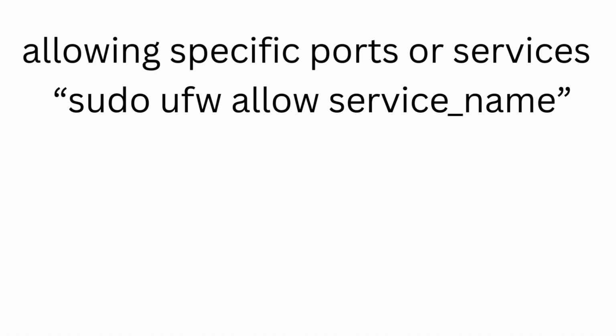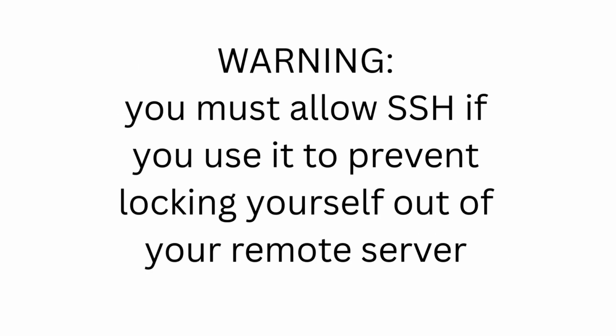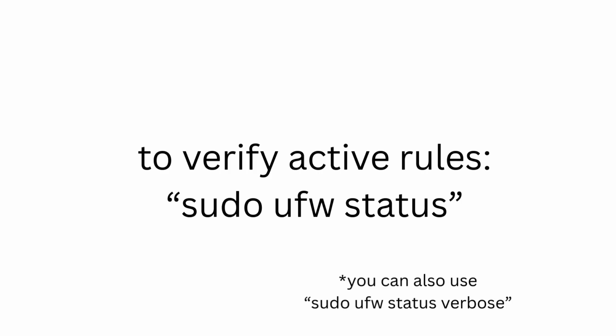To allow specific ports or services, type sudo ufw allow, then type the name of the port or service. For example, sudo ufw allow ssh or sudo ufw allow 80/tcp. Note that you must allow SSH if you use it, to prevent locking yourself out of a remote server. To verify active rules, type sudo ufw status.